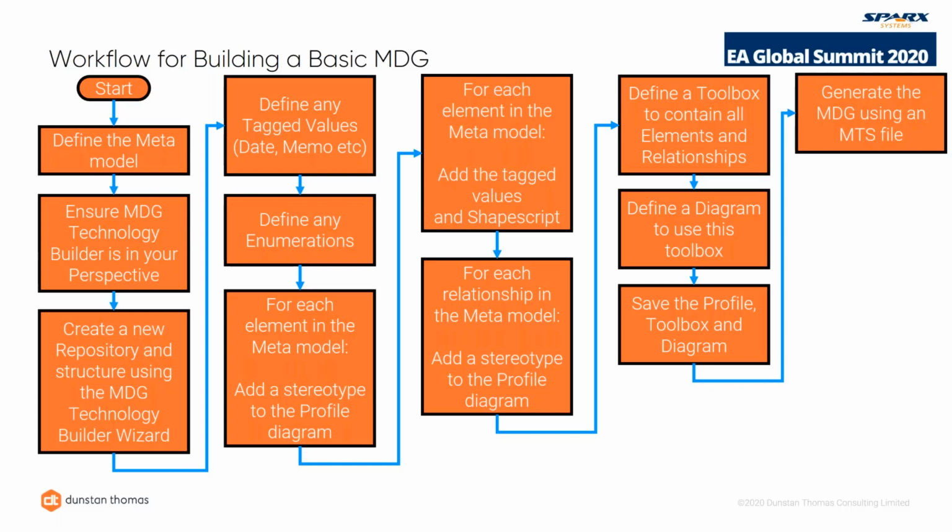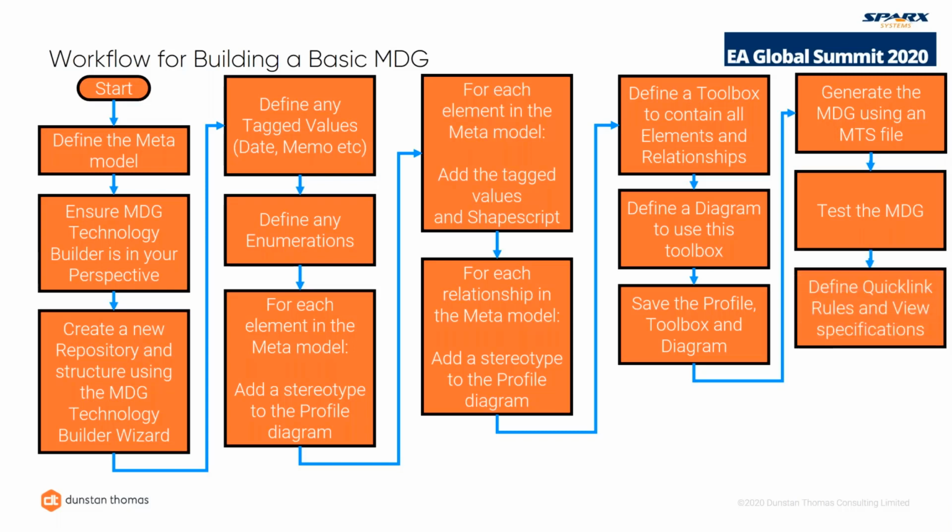Generate using what is known as an MTS file. We will go through the generation process in the demonstration section. Test the MDG, define the Quicklink rules. Now I'm saying define the Quicklink rules after you've tested the MDG. Personally, I find it's more efficient to get the look and feel of the element right first. Then we can deal with the links. Of course, if you're confident, you can define the Quicklink rules and view specs, then you can test it. Yeah, you can reverse those two should you so desire.